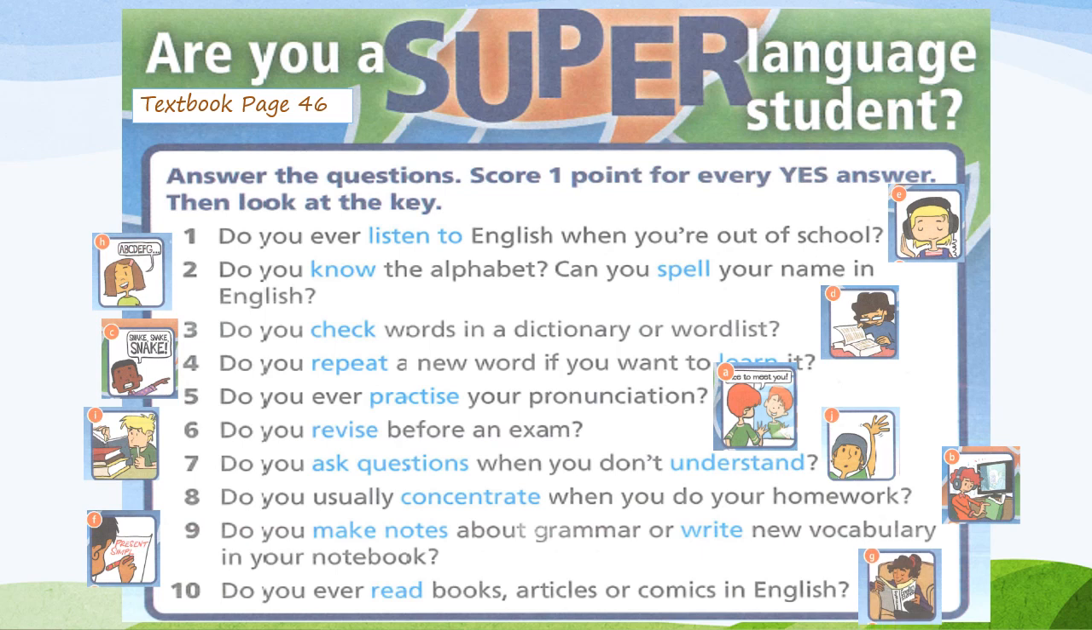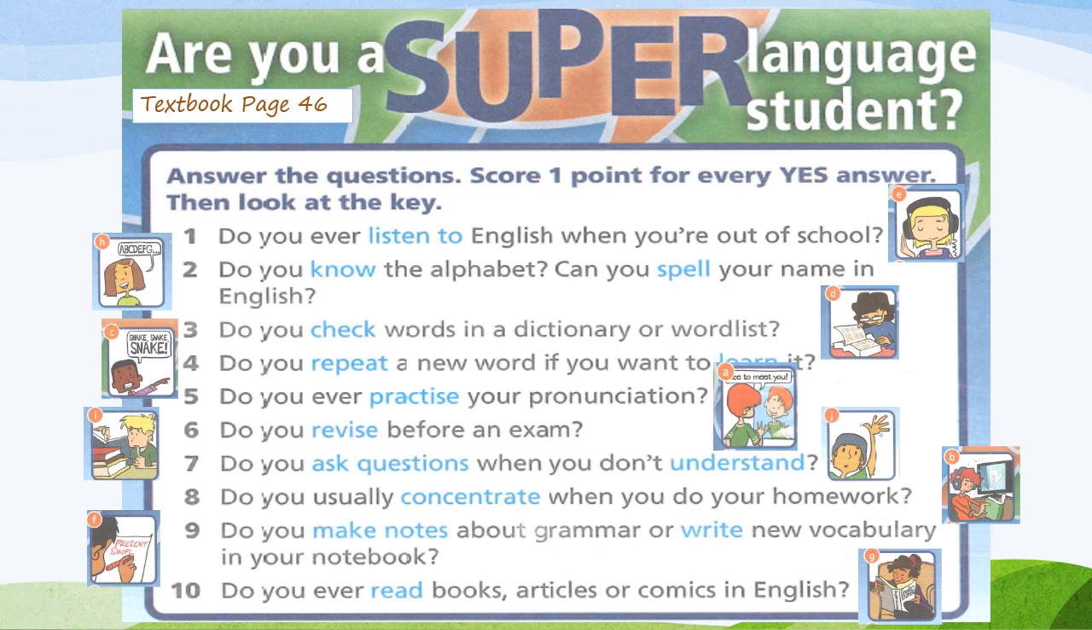If your answer is yes, that's 1 point. Okay, so how many points did you get? Now, if you manage to score 8 and above, well done. You're a very good language learner. If you get 4 to 7 marks, well, it's okay, quite good, but you can improve. All right? So that's how we learn a language.